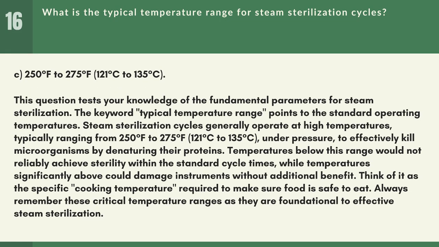Answer C. 250 degrees Fahrenheit to 275 degrees Fahrenheit, 121 degrees Celsius to 135 degrees Celsius. This question tests your knowledge of the fundamental parameters for steam sterilization. The keyword typical temperature range points to the standard operating temperatures. Steam sterilization cycles generally operate at high temperatures, typically ranging from 250 degrees Fahrenheit to 275 degrees Fahrenheit, 121 degrees Celsius to 135 degrees Celsius, under pressure, to effectively kill microorganisms by denaturing their proteins.